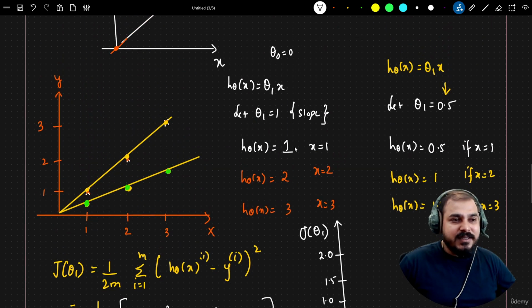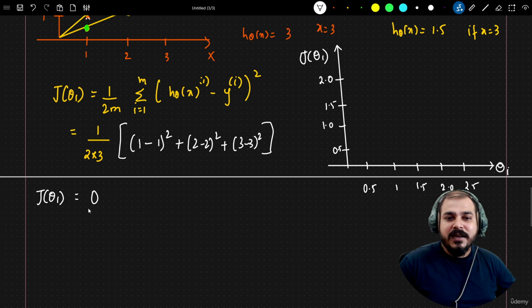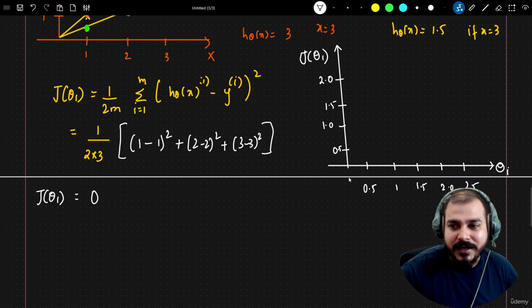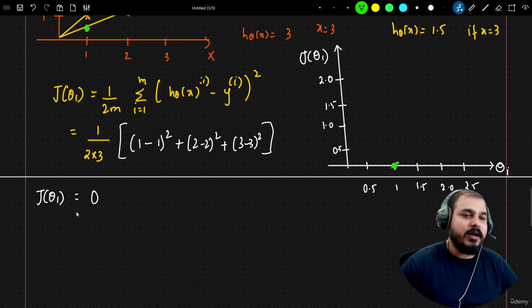Now in the first case, when my theta 1 was 1, what was my J of theta 1 in this particular case? It is 0. So I am just going to plot this particular point. When my theta 1 was 1, you can see my J of theta was 0. So can I plot this particular point somewhere here? I'm plotting it somewhere here. So this is my first point that I have got.